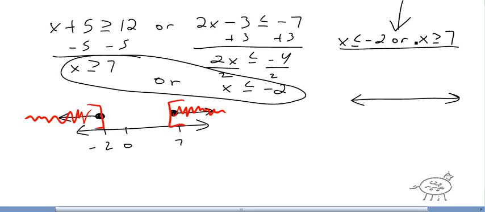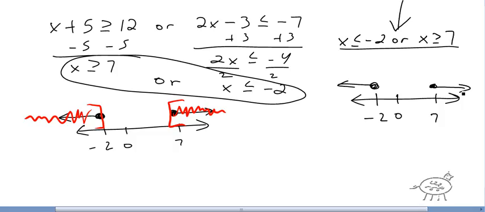So that's the answer you're going to put on the answer blank, and then you're going to graph it just like you did over there. So that and that. That's going to be your answer to the problem.